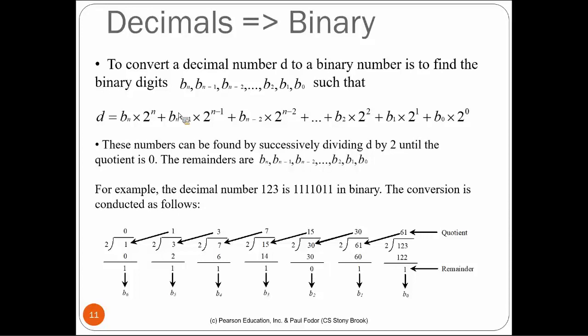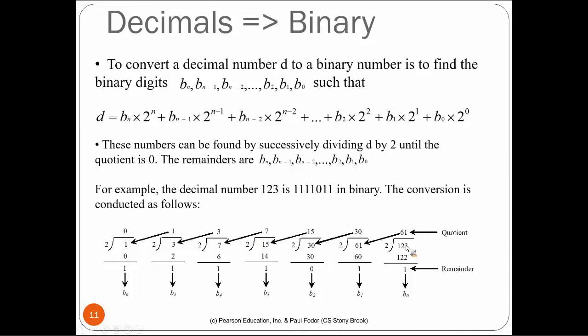These numbers can be found by successively dividing the original number by 2 until the quotient of the division is 0. The remainders will be obtained in reverse order of the division, from bn to b0. So let's start with the number 123.